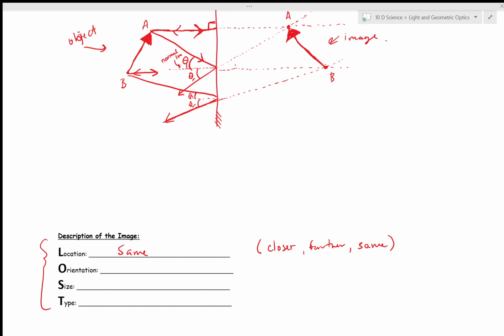The second one is orientation. So orientation can get a little bit confusing. You remember you have to compare the image to the object. So you have two options for descriptive words. The image can either be an upright image, or it can be an inverted image. And remember, you're going to make the comparison between the image to the object. So in this particular case, the arrowheads are still both pointing upwards. And so we have a situation where we have an upright image.